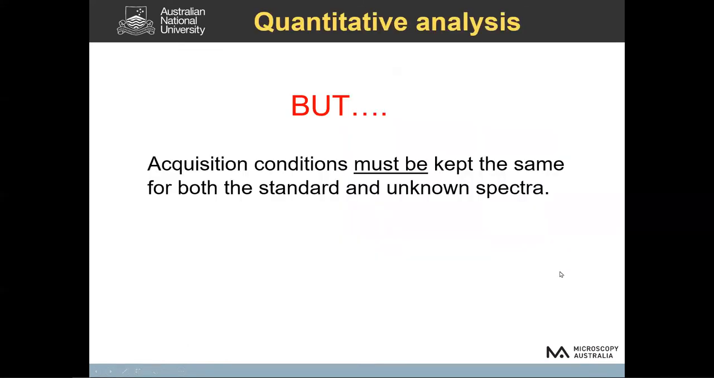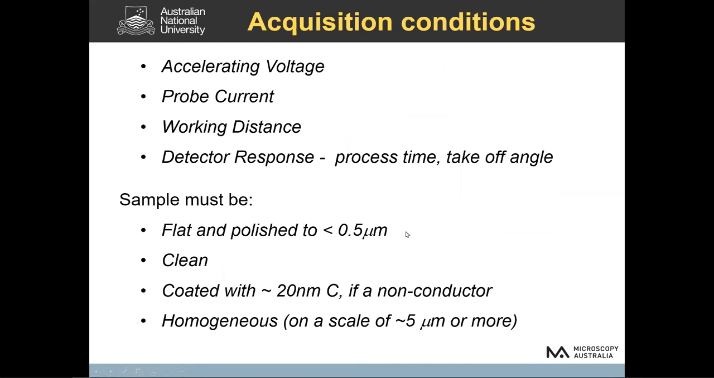So how does that work in practice? What I should point out is it is assumed that the acquisition conditions are exactly the same for both your standard and the unknown specimen. So what do I mean by that? I mean that when you collect the spectra, the accelerating voltage has to be the same, the probe current should be the same, the working distance should be the same, and the detector response should be the same. Basically, that means you can't just collect a spectrum in one system and collect a spectrum in a different system and then try and compare the two spectra.